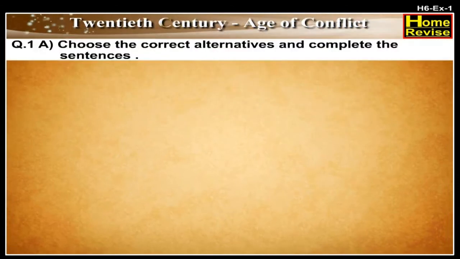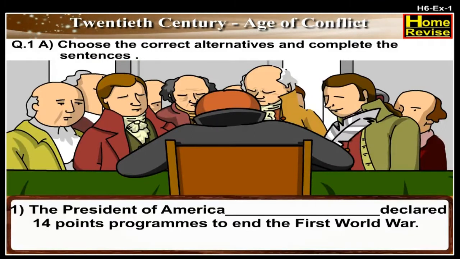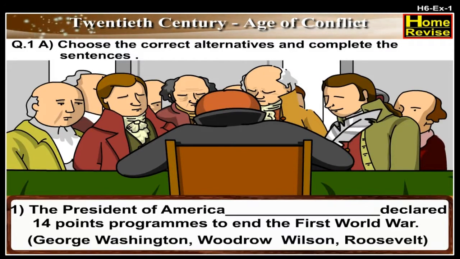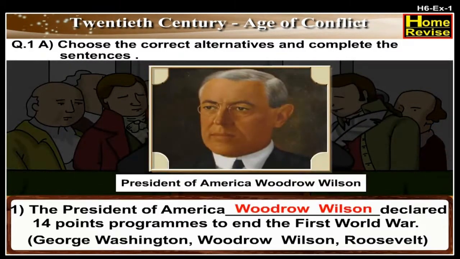Exercise. Question 1A. Choose the correct alternative and complete the sentences. 1. The President of America declared 14 points programs to end the First World War. The options are George Washington, Woodrow Wilson, or Roosevelt. The answer is the President of America, Woodrow Wilson, declared 14 points program to end the First World War.